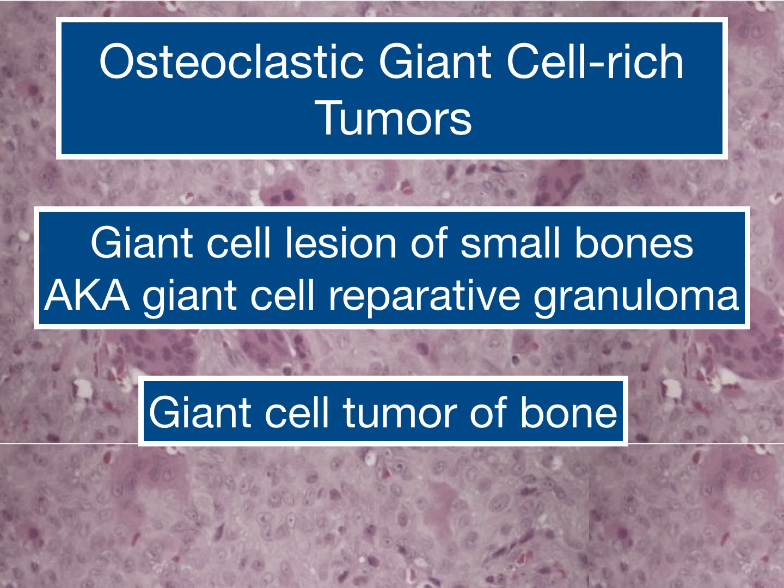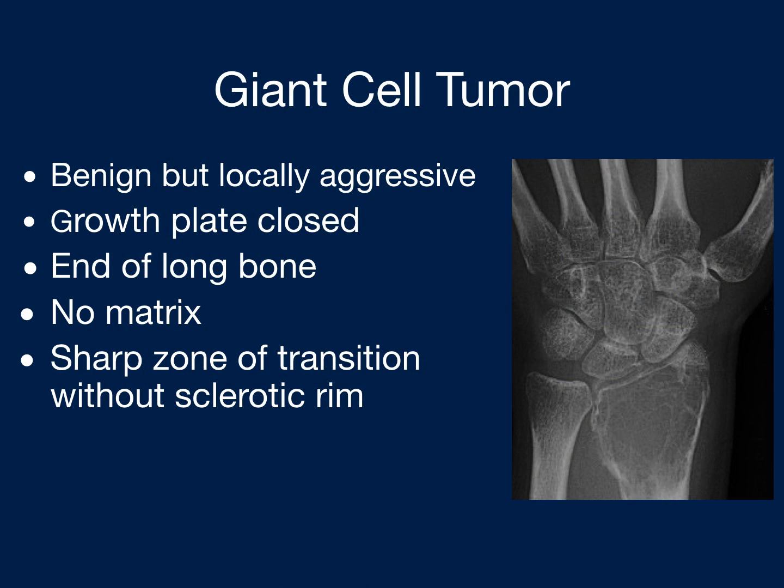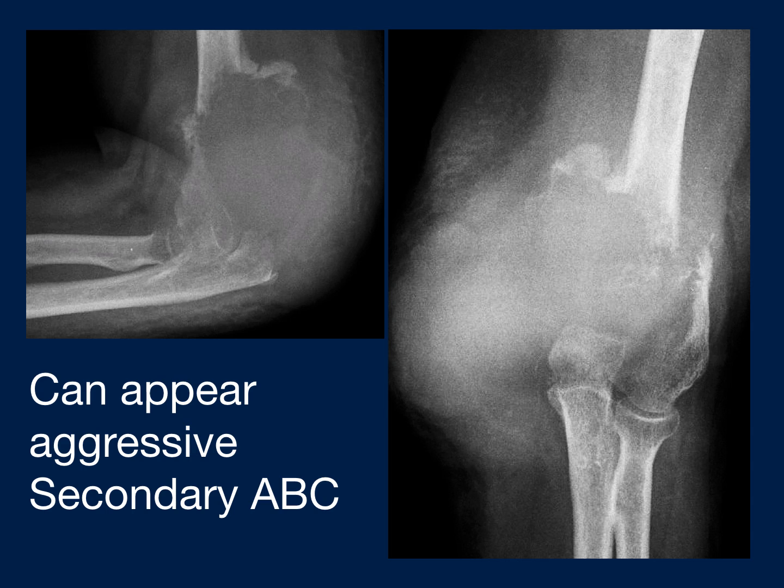The next group is the osteoclastic giant cell-rich tumors and contains 2 tumors, the giant cell lesion of small bones, also known as the giant cell reparative granuloma, and then there's the giant cell tumor of bone, the one we're going to focus on. The giant cell tumor is considered a benign but locally aggressive lesion and occurs in patients with closed growth plates. They're classically seen at the end of long bones abutting the articular surface. There's no matrix. There should be a sharp zone of transition without a sclerotic border. They can appear very aggressive, often associated with secondary aneurysmal bone cysts.